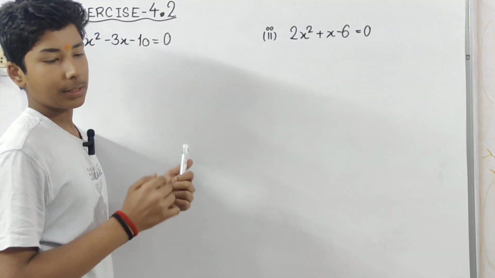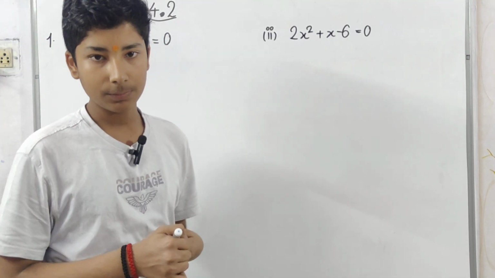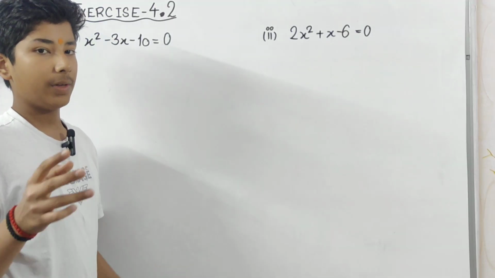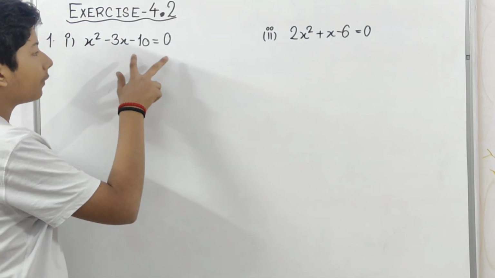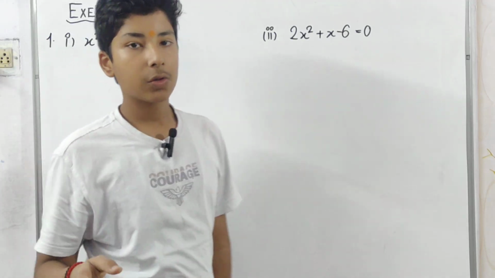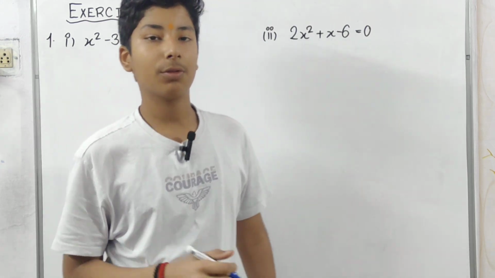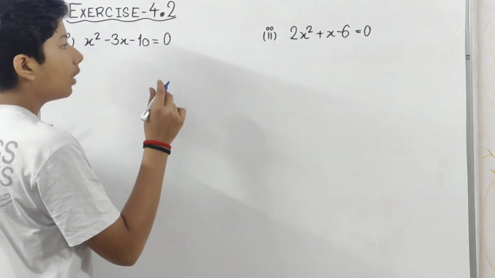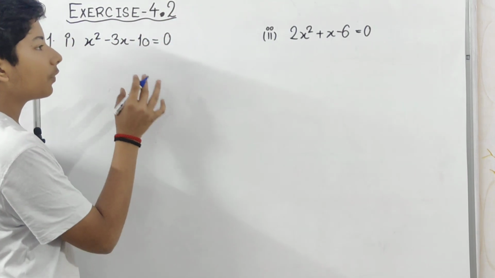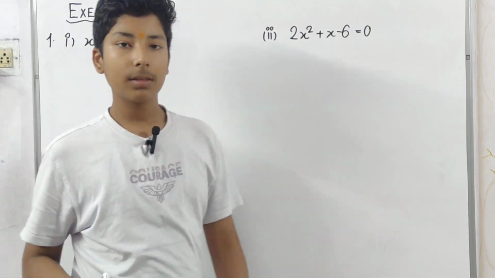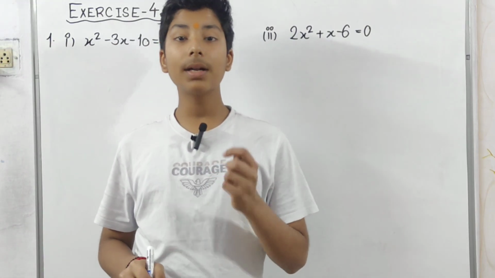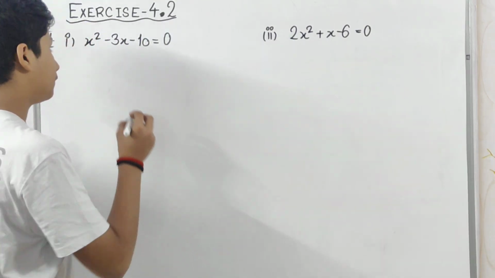So in our first question, there are 5 parts in total. We'll do all 5 in 3 slides. In the first one we'll do 2, the second one also 2, and in the last one there will be only one question. Okay, so let's solve. It is given in the question that we have to find the roots of both these quadratic equations using the factorization method.